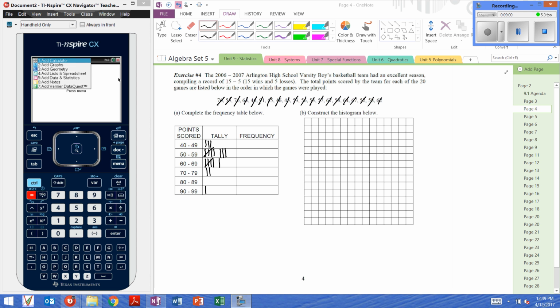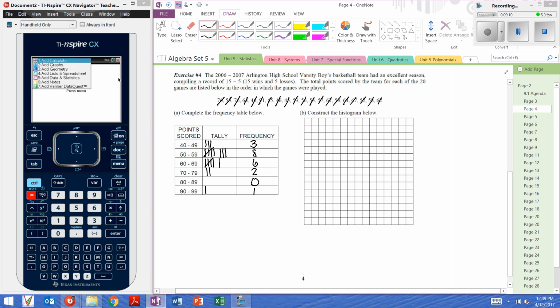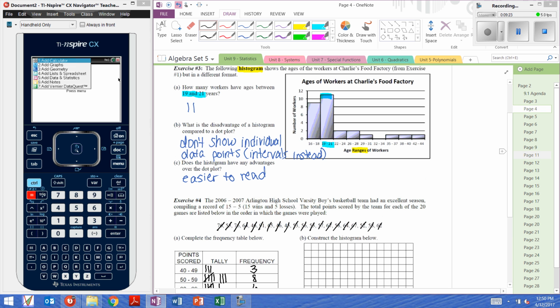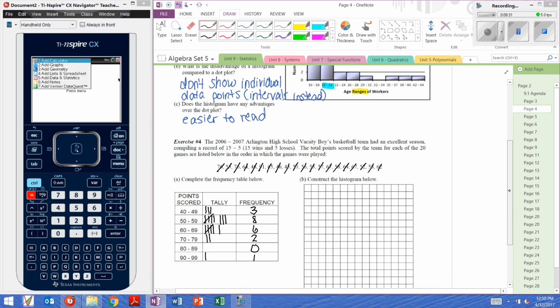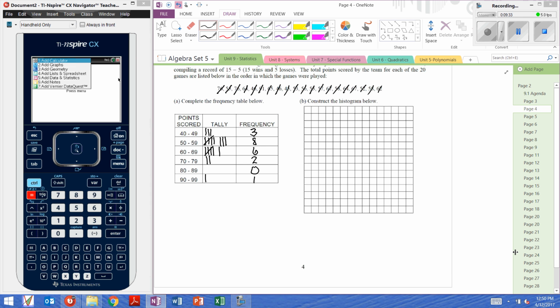So here's everything tallied. The frequency is just counting up all the tallies. So I had 3 tallies, 8, 6, 2, 0, and 1. The next thing that we need to do is construct the histogram below. What we're going to do is create and replicate something that you see right above here. So we want to make sure that we give it a title, that we label the axes, and that we're showing the intervals and making sure that the intervals are touching one another.